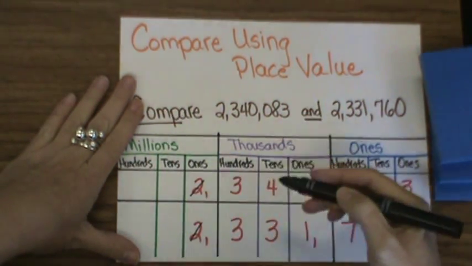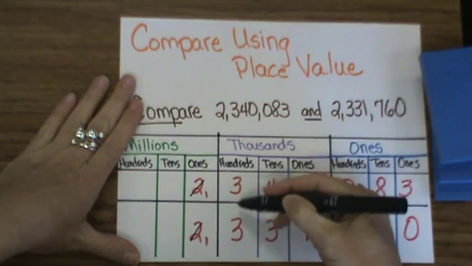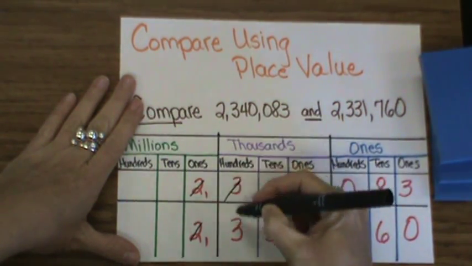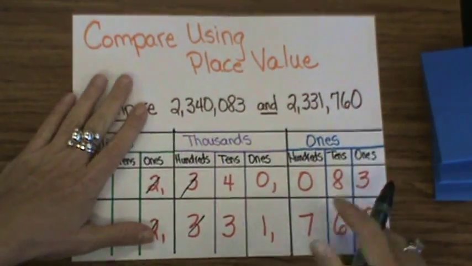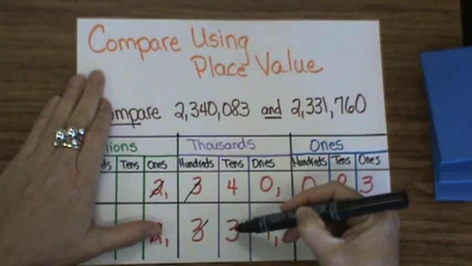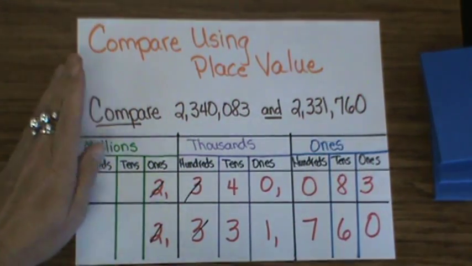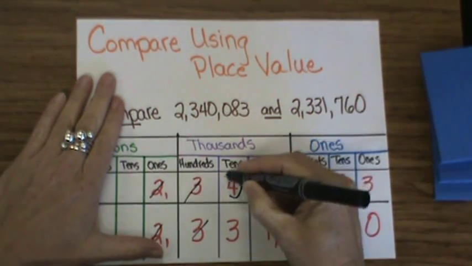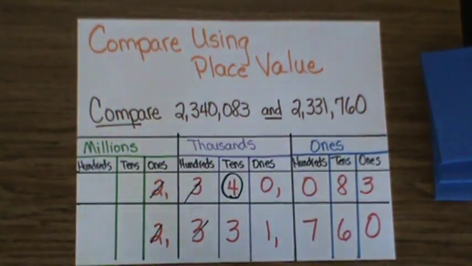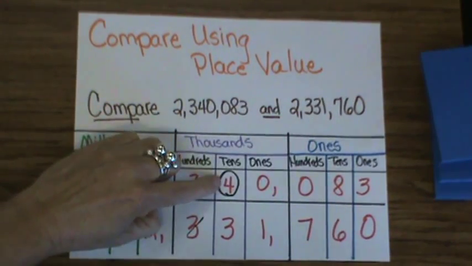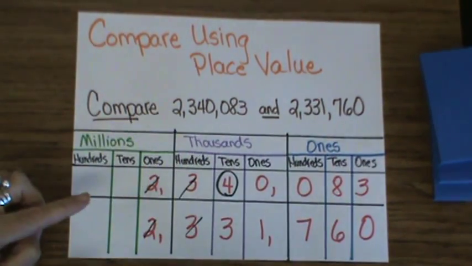Then I move to my right to my next place. They both have 300,000s. Well, that makes them equal. My next place value, this one has 40 thousands. This one has 30 thousands. So which is greater? We'll circle the number that's greater. The 40 thousands is more. I don't need to go any further than this because now I have shown that 40,000 is more than 30,000.